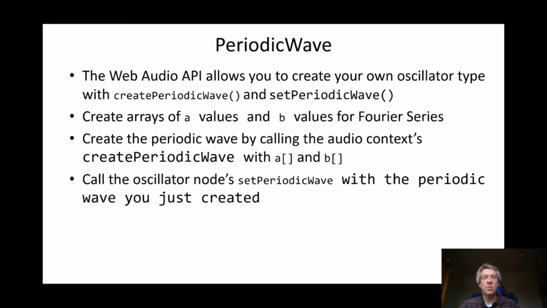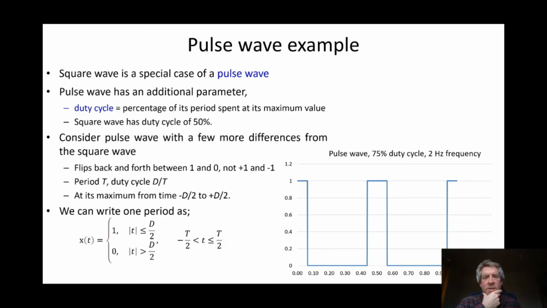Let's look at an example here. We're going to create something called a pulse wave, and we'll do quite a few things that make it different from the previous examples in order to show off some of the features here, and also because it's quite a useful wave for a lot of purposes. So I'll define it this way. I'll start off with the square wave, which you've already seen, and note that the square wave is just one type of pulse wave. The pulse wave has one important additional parameter that the square wave does not. It's also more flexible in other ways.